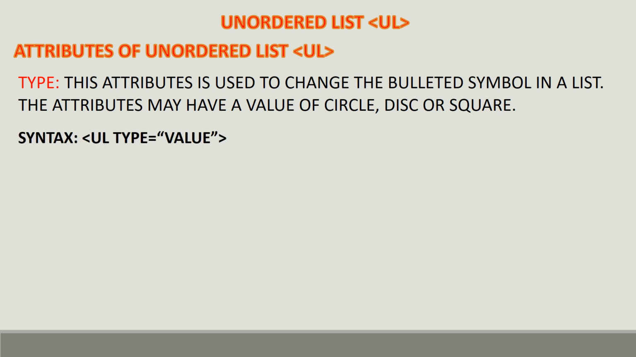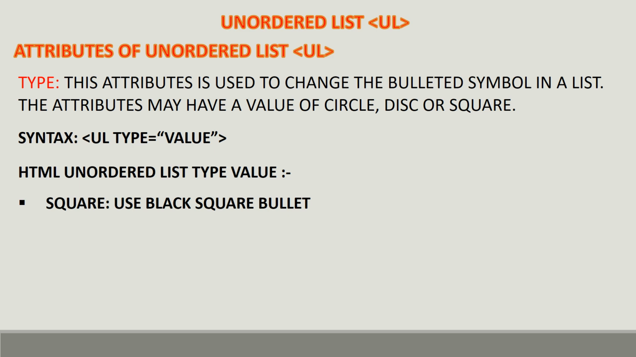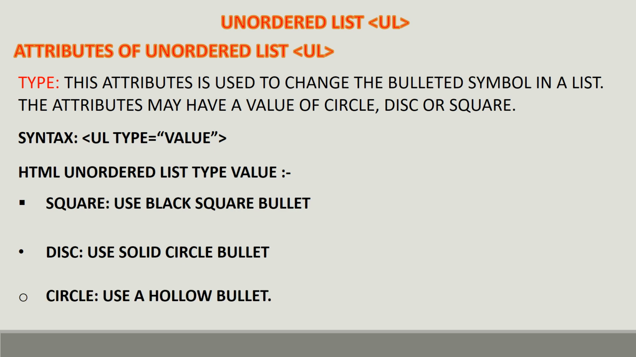Fine. So the syntax is UL, and then type is equal to value. In this value you can write either circle or disk or square. So how it is going to be visible, just see over here. So HTML unordered list type value, like this, square is coming. Square uses a black square bullet, disk uses a solid circle bullet, and circle uses a hollow bullet. So this was the attribute of your unordered list.